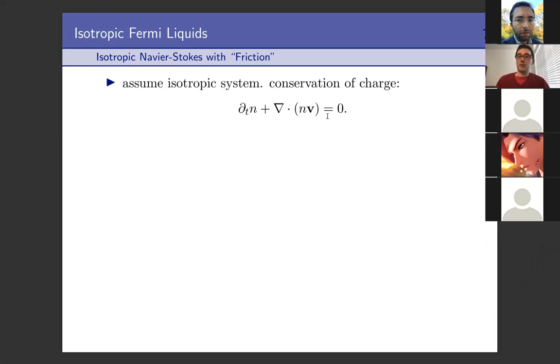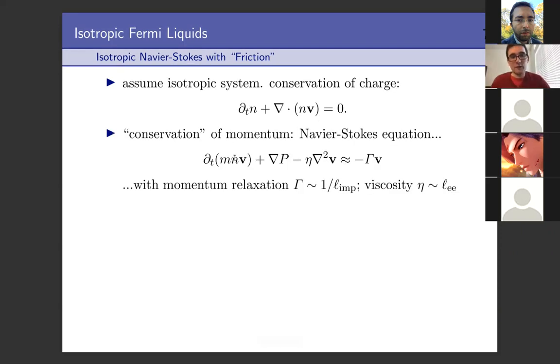If you have an isotropic Fermi liquid, this is a very sensible thing to do. In an isotropic Fermi liquid, this charge current is pretty much the same thing as the momentum density up to a factor of mass. And so this fluid velocity, we should actually think of as a proxy for the momentum density. The effective mass m times density times velocity, we can think of as the momentum density of our system. And then together with charge density, these two conserved quantities form the hydrodynamic degrees of freedom in the system.